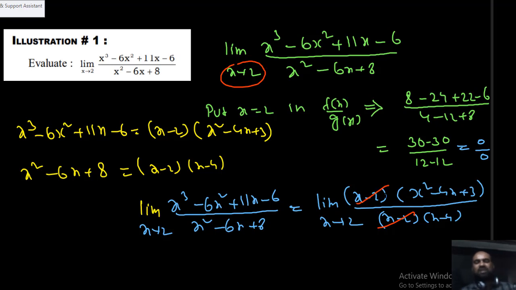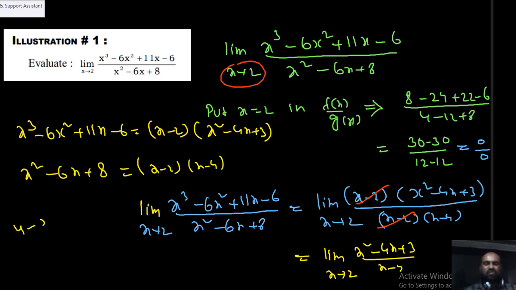The reason is x is tending to 2 but x is not equal to 2. So what happened to the remaining one? Limiting value of x square minus 4x plus 3 by x minus 4, x is tending to 2. Substitute. We get a finite value, and that finite value is the limit. So 4 minus 8 plus 3 by 2 minus 4, that is equal to 7 minus 8 by minus 2, that is equal to minus 1 by minus 2, that is equal to 1 by 2. Now what I can say, this function is tending to 1 by 2.